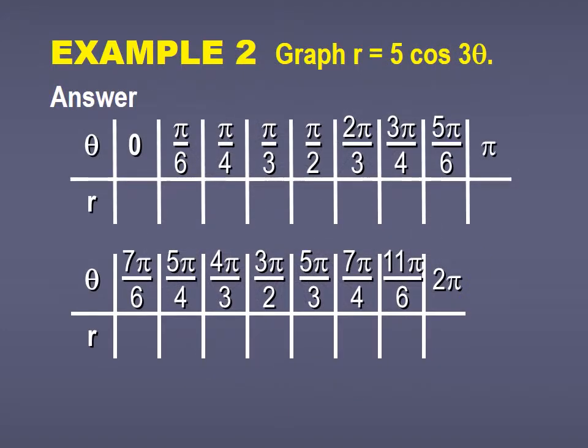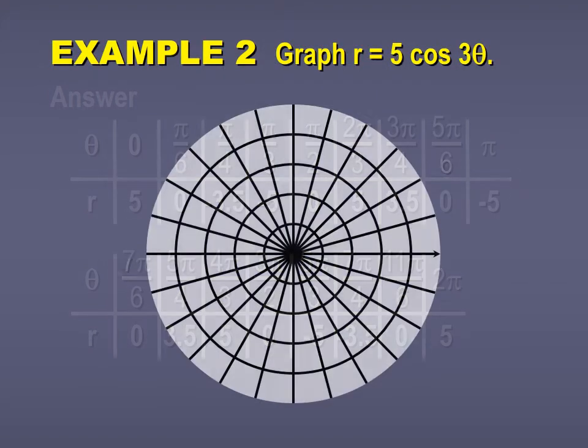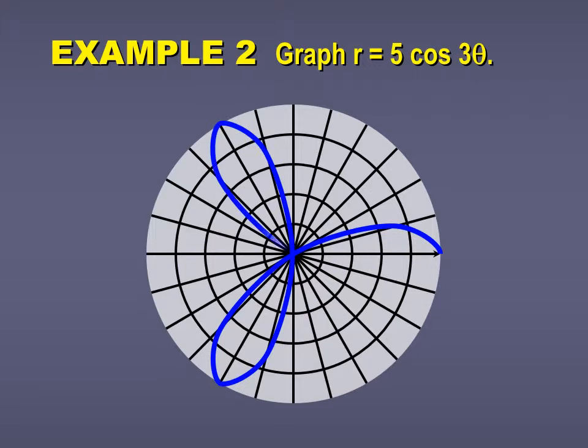Okay, so now r equals 5 cosine 3 theta. Again, go to your table to get these table values. And then once you have these table values, you can graph these points. Simply hit graph on your calculator, and you should get something really pretty like that.